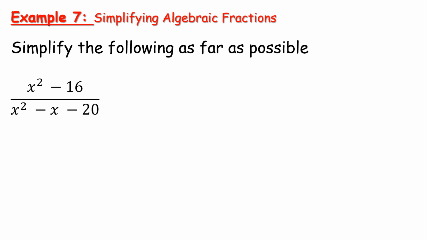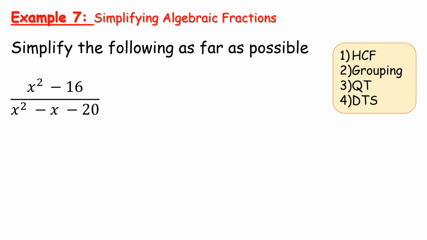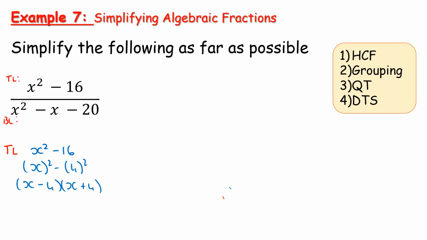So now we have another example, top line, bottom line. Top line is not highest common factor, it's not grouping, it's actually a difference of two squares. So we can get any type of factorization here. x squared minus 16 can be written as x squared minus 4 squared. That's x minus 4, x plus 4. And it doesn't matter which bracket comes first. Absolutely fine. Bottom line, quadratic trinomial.